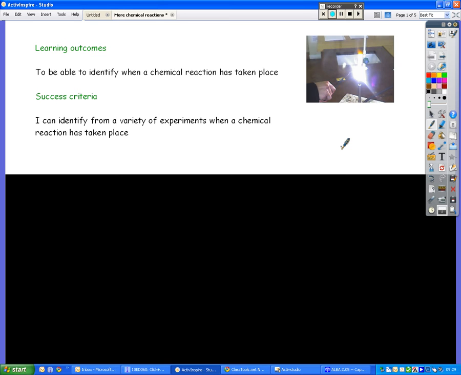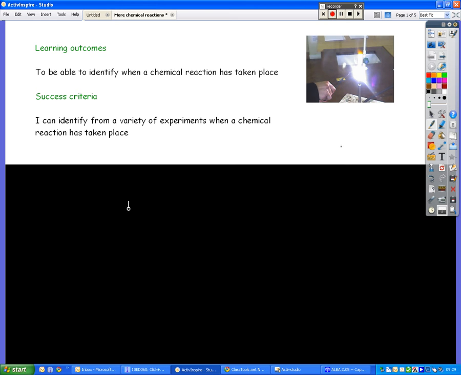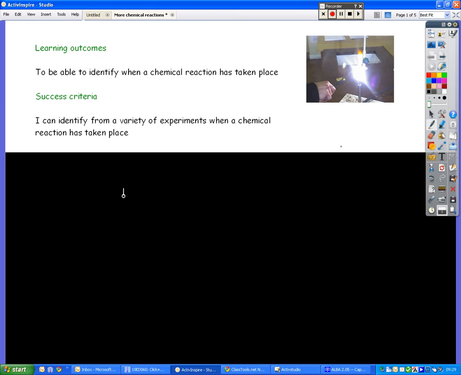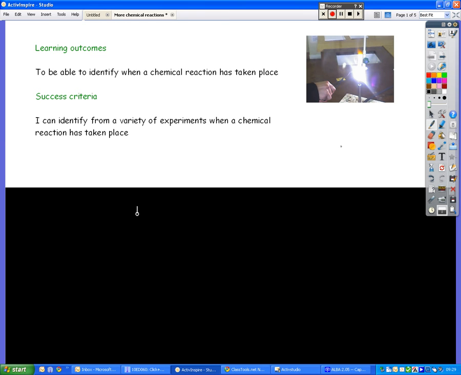The second way is some kind of change in appearance. So we burned copper carbonate, for example, and we saw a change in appearance from a green powder to a sort of fine black powder. So our success criteria at the end of today was to be able to identify from a variety of experiments when a chemical reaction is taking place.